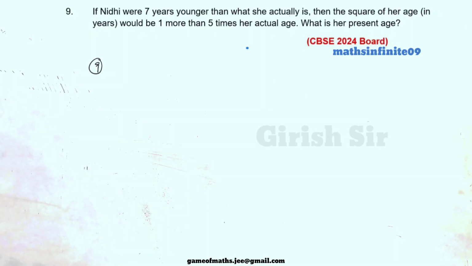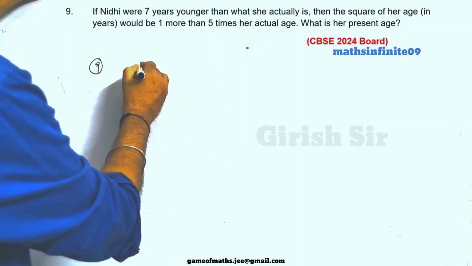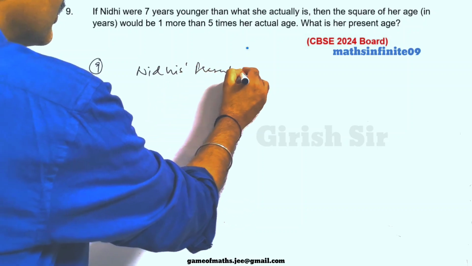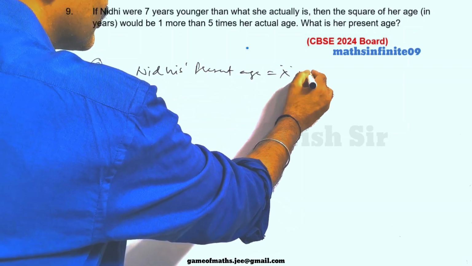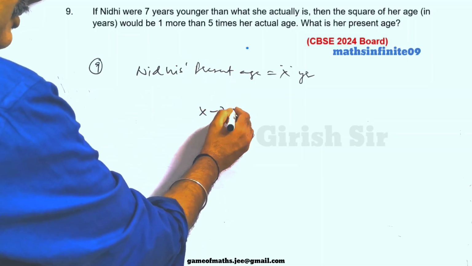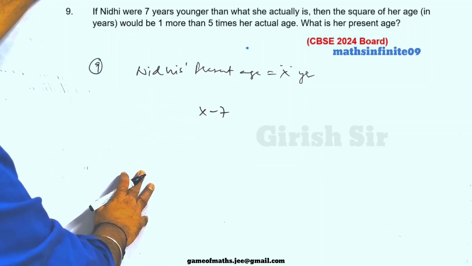It says if Nidhi was 7 years younger than what she actually is, then the square of her age would be 1 more than 5 times the actual age. So here we can assume Nidhi's present age to be x years. Now if she were 7 years younger, then her age would be x minus 7.